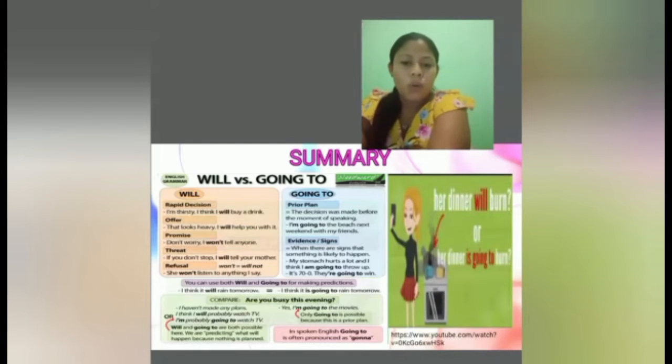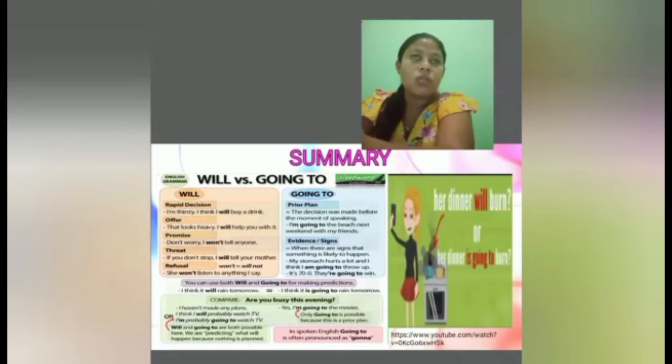You can use both will and going to for making predictions. I think it will rain tomorrow. Or you can use going to. I think it is going to rain tomorrow.